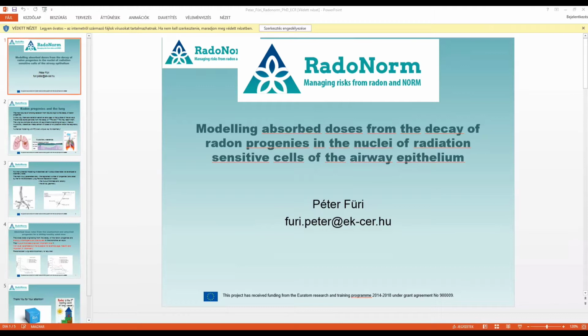I'm Peter Füri from the Center of Energy Research, Hungary, and I'm modeling absorbed doses from the decay of radon progenies in the nuclei of radiation-sensitive cells of airway epithelium. And why do we have to make calculations for radon in the lung? Because radon and the decays of its progenies is the main source of ionizing radiation from natural sources. And in the lung, unfortunately, the radiation-sensitive cells are near the surface of the airways, so the emitted alpha particles from the progenies polonium 218 and 214 may reach them.